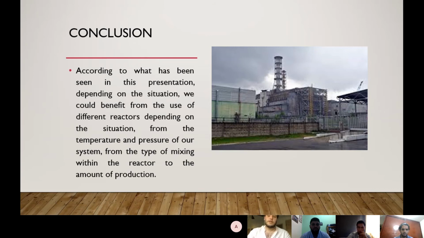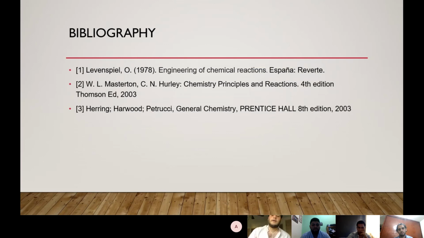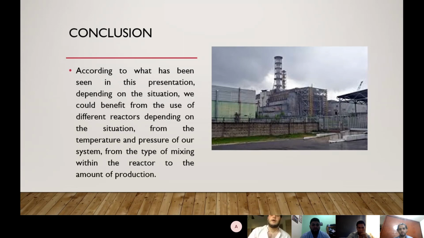It is extremely important to know which reactor we should select, because as we see, they are built for different purposes, with their design depending mainly on temperature or pressure. The material is also an important factor to keep in mind. So all of these have an impact on the outcome of our product.